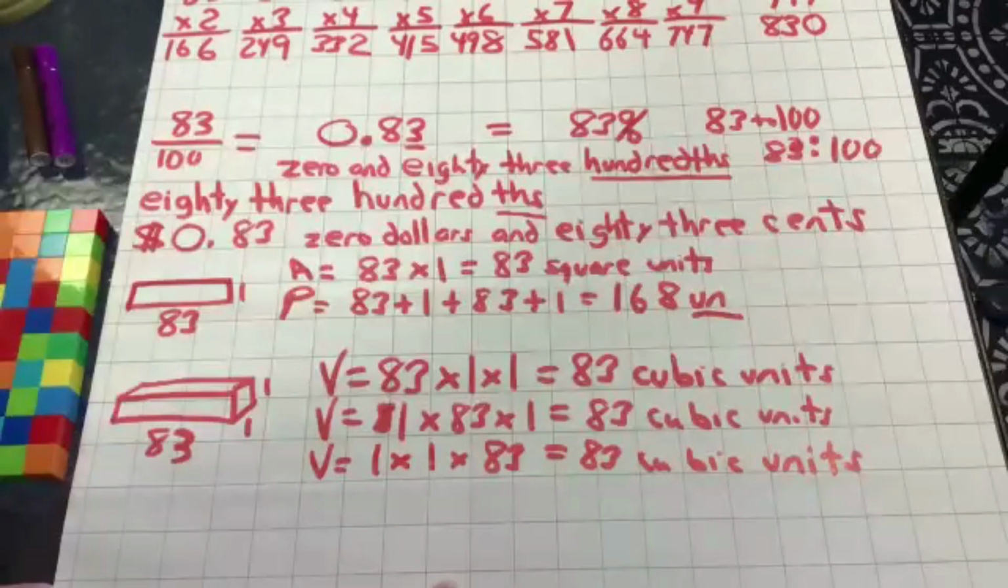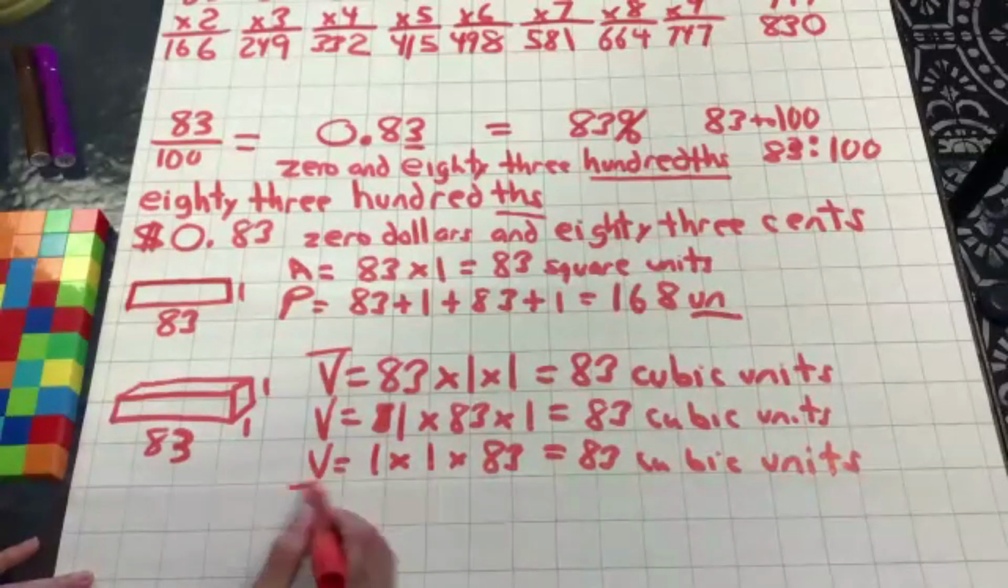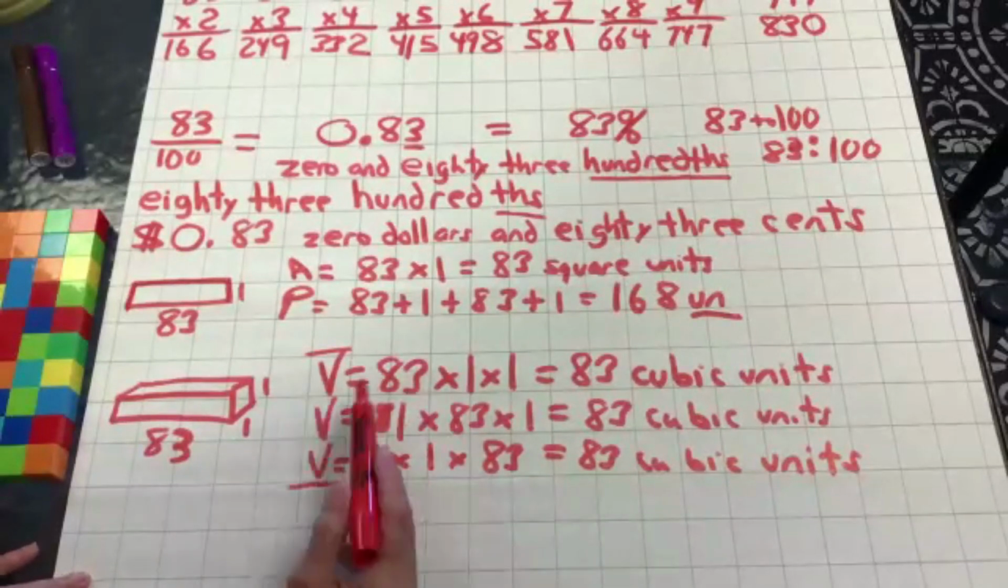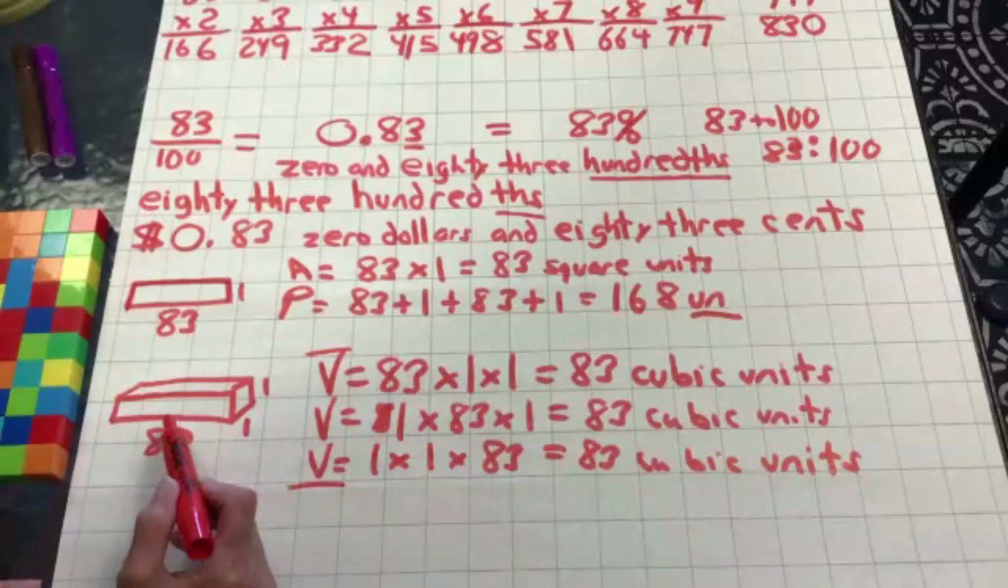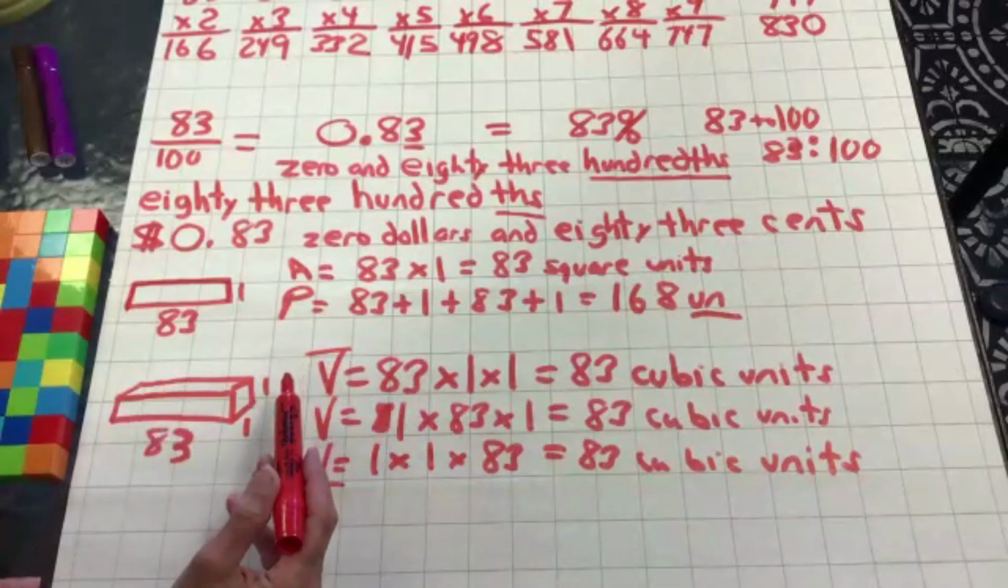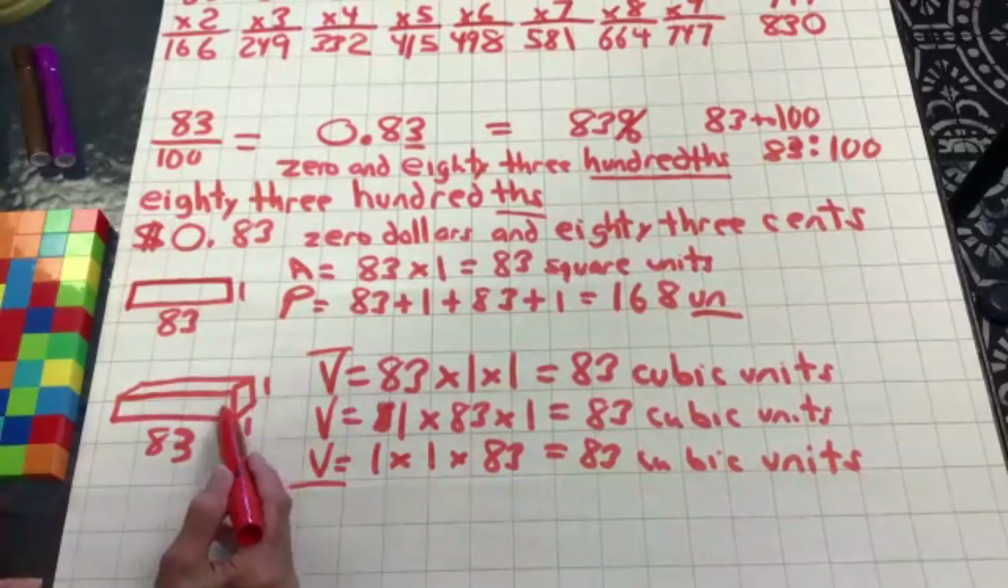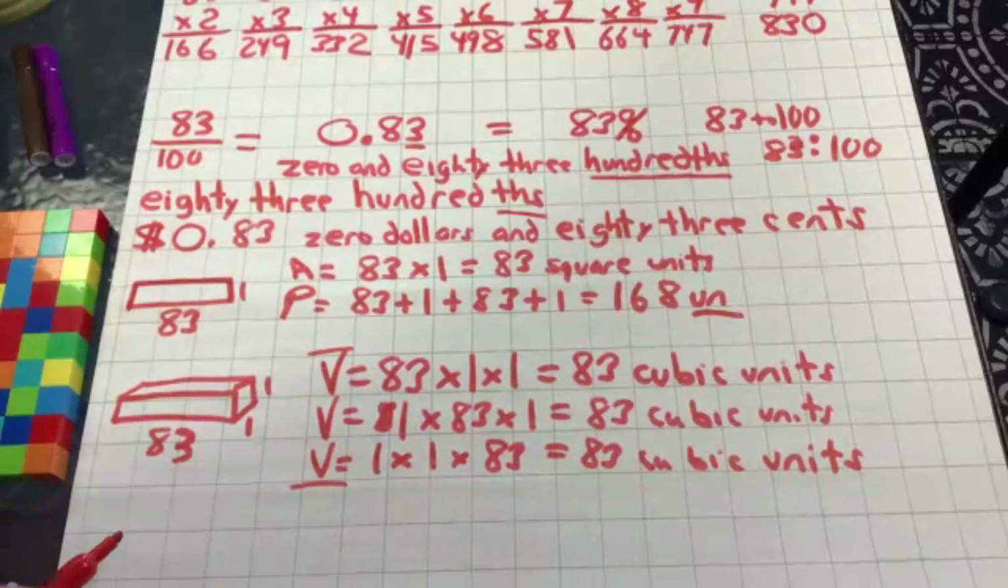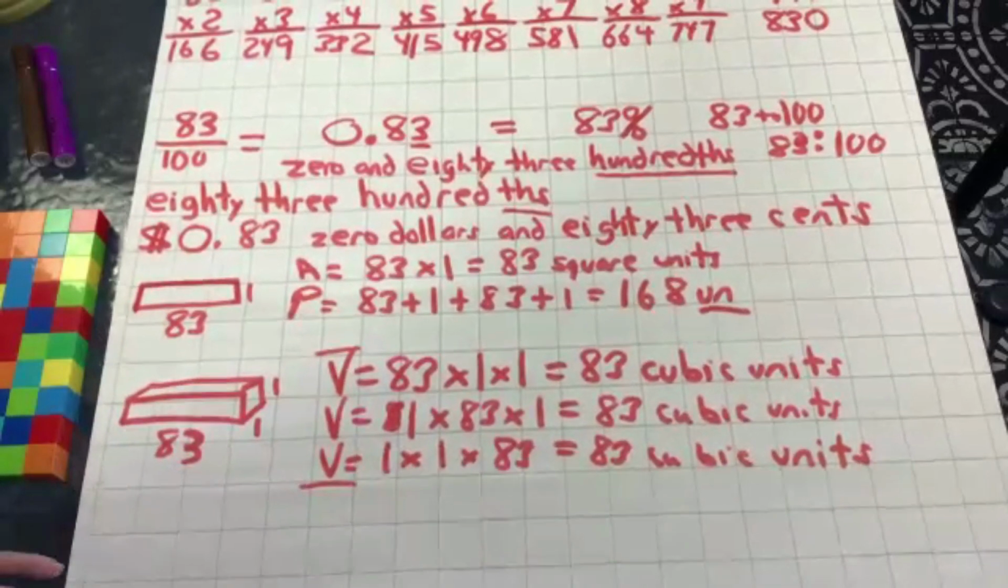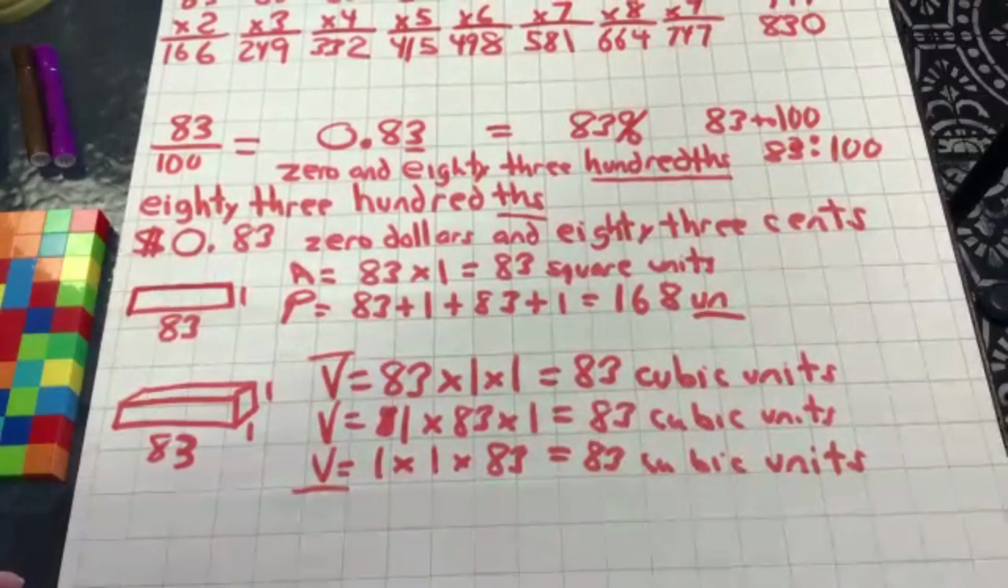All right. And because we only have 2 different numbers, there's only 3 ways to do it. So this would be stand it up, turn it on its side, making this the face, the front face instead of this one. All right, we're done with the number 83. It's a prime number, so there's not much we can do with it.